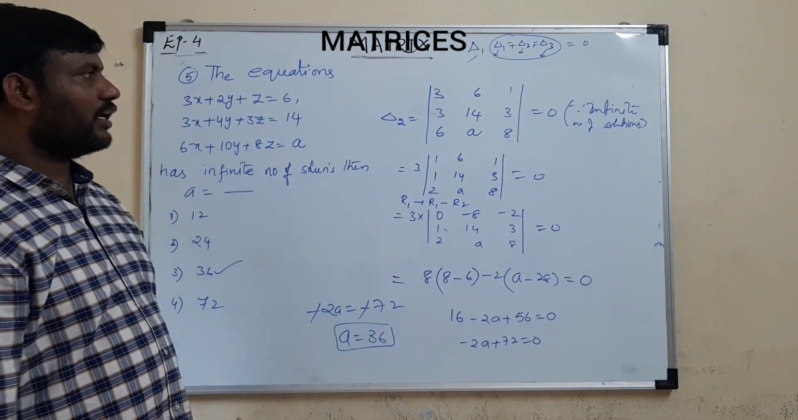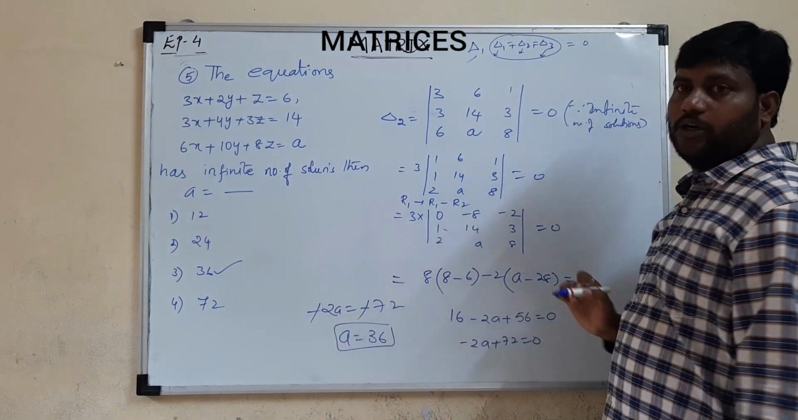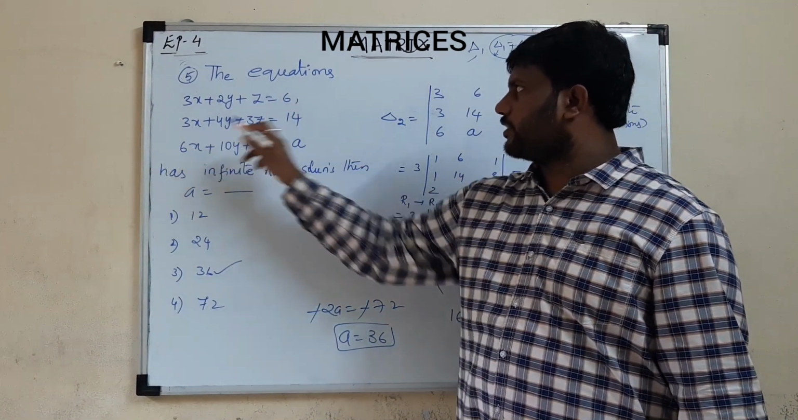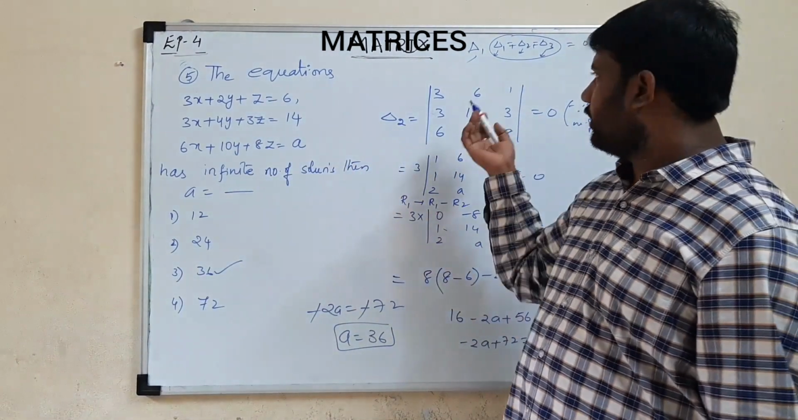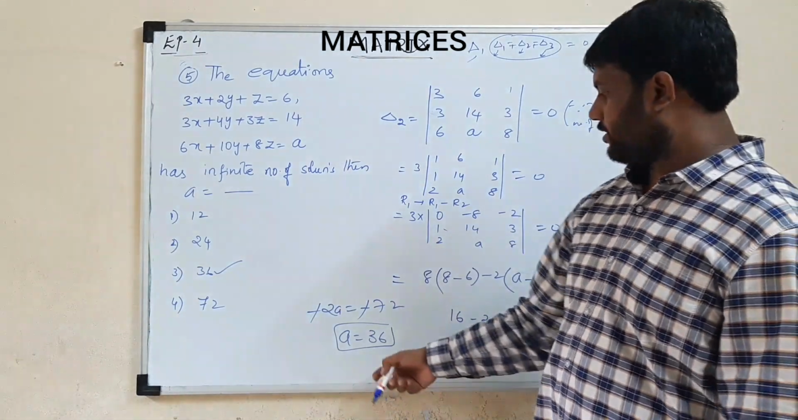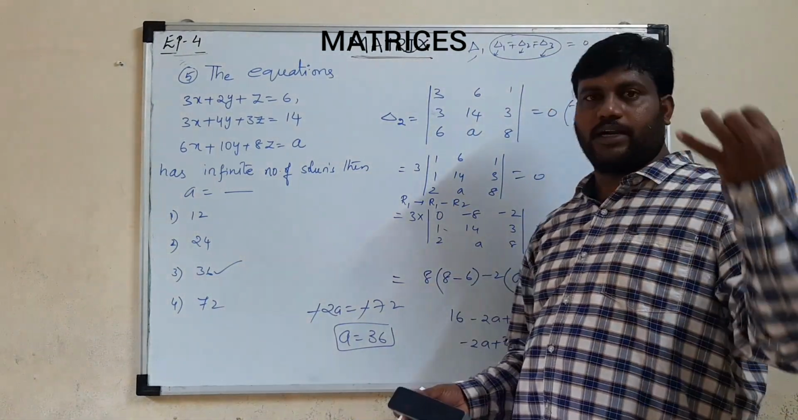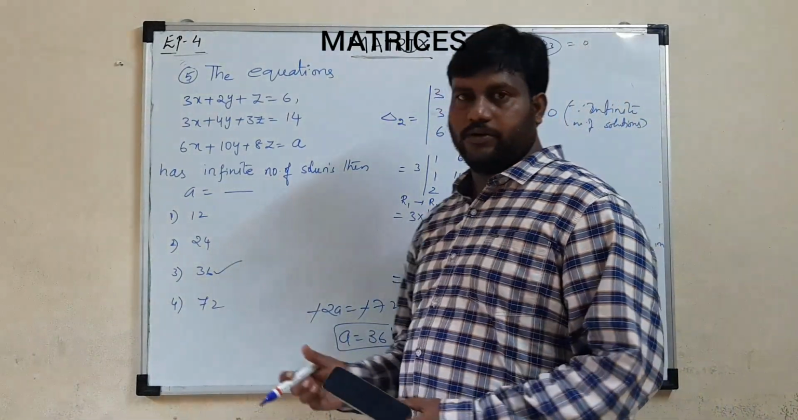So whenever there are infinite number of solutions, you have to take delta 1, delta 2, delta 3 equal to 0. Based on that, we need to find the value of the unknown. That's why I can replace the first column, second column, or third column. I used the second column; as you wish, if you go for the first column also, you get the answer 36. Okay students? So we have seen unique solution, infinite number of solutions, and no solution in the problems, right? Okay students, no doubt.